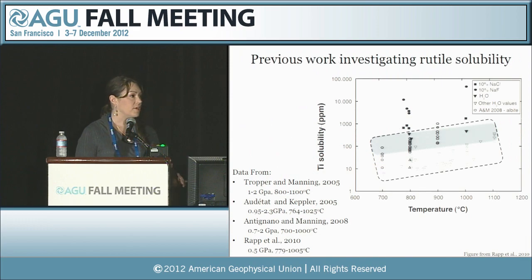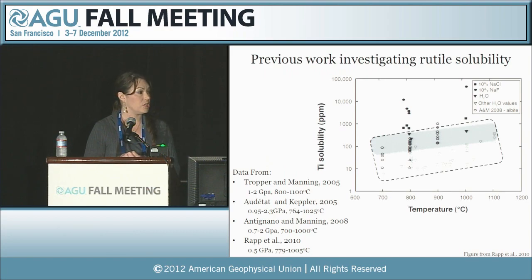And so over the years, a number of studies have been done, and here I show a nice compilation of experiments and previous work from Rapp et al. in 2010. And what she showed is that if you add some dissolved component, NaCl or NaF, into the fluid, you get an increase in the titanium solubility. And so here she shows, as a function of temperature, titanium solubility. She uses work from Tropper and Manning, Audétat and Keppler, and Antignano and Manning.